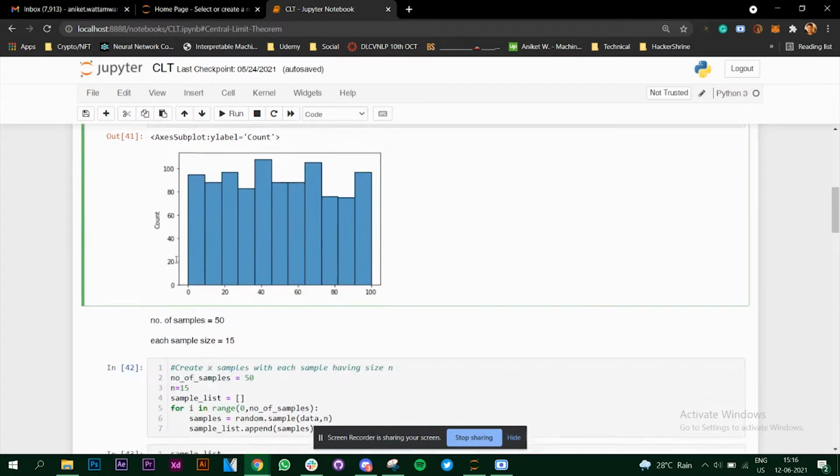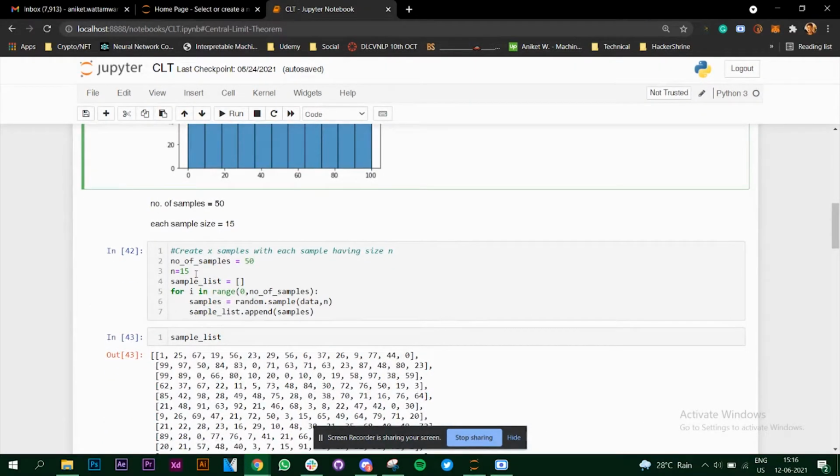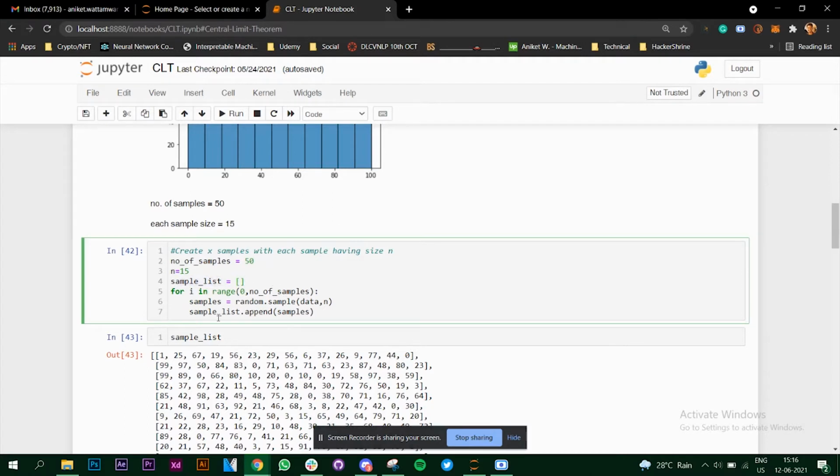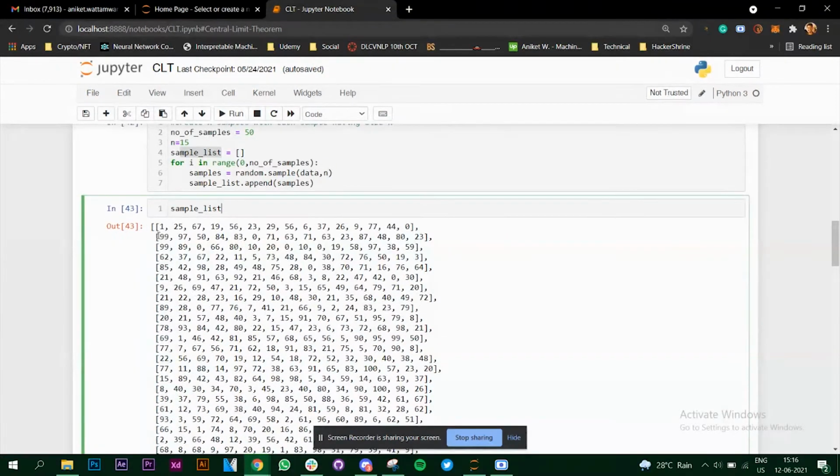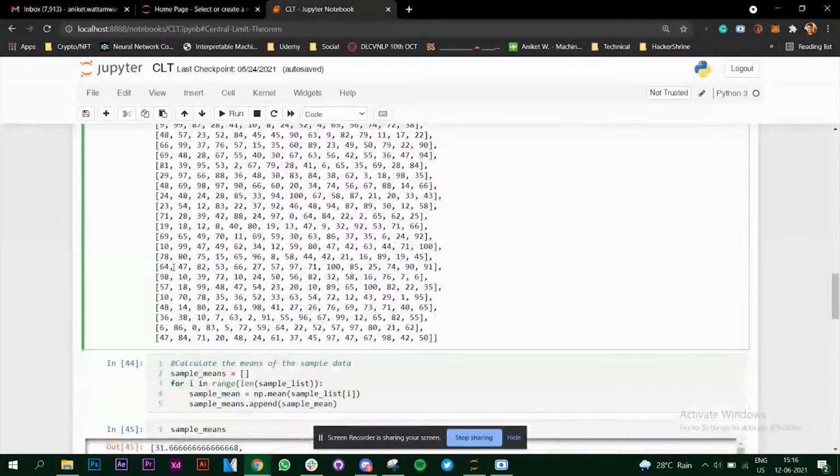All right. Next, what we are going to do is we are going to create 50 samples, each sample being of size 15, and we are going to create a sample list. So to do this, I'm going to iterate, and I'm going to take 15 random numbers from our data set, and going to append it here. So when I do that, this is what we are going to get. So here I have 50 samples, each of size 15.